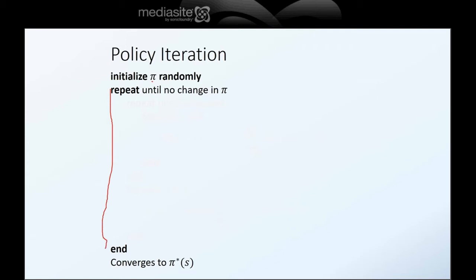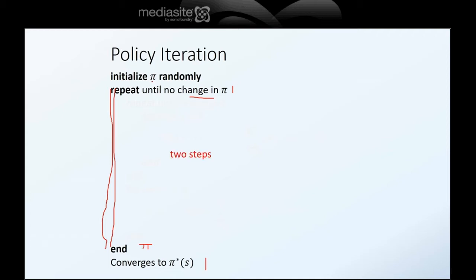So there's a loop, the outermost loop, where you keep repeating something until there's no change in pi. In other words, each time you iterate through this loop, you are changing the policy pi. And so until there's no change in the policy, when it stabilizes, then you quit this algorithm, and this would have converged to pi star of s, pi star for all states s.